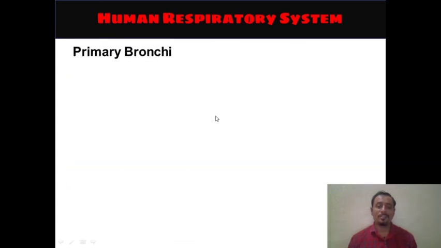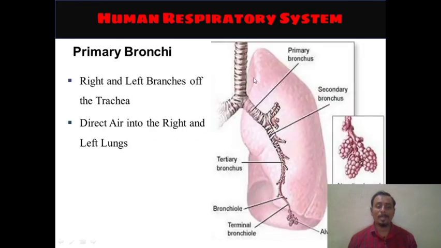Okay, let's see the next part, the primary bronchi. What is the primary bronchi structure? Let's see this diagram. When the main trachea or windpipe branches just in front of the fifth thoracic vertebra of the thoracic cavity, the primary bronchus forms. This branching forms the primary bronchus. The right and left branches of the trachea are known as primary bronchus. This one is also primary bronchus, and this one is also primary bronchus.